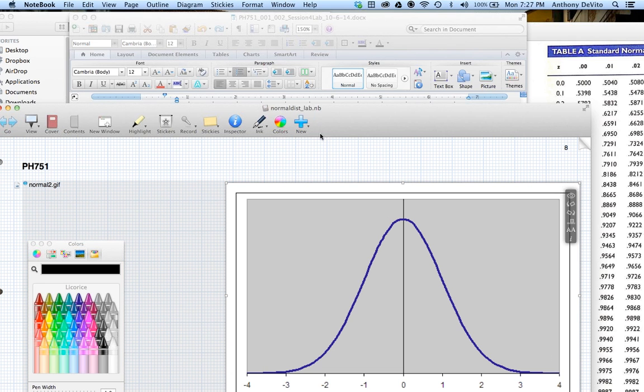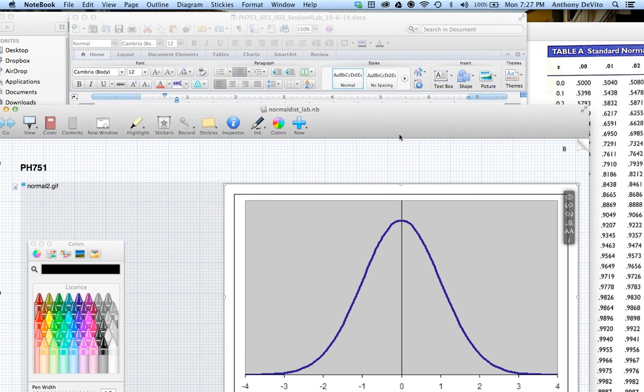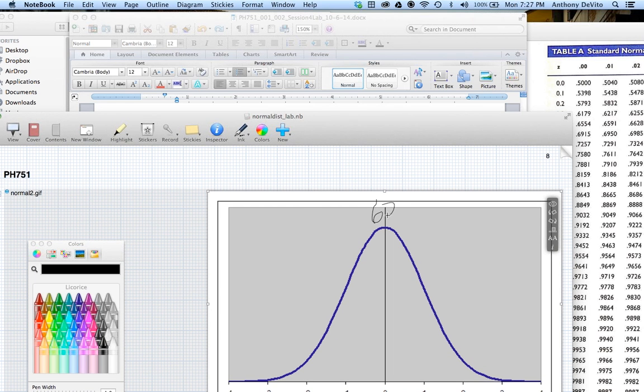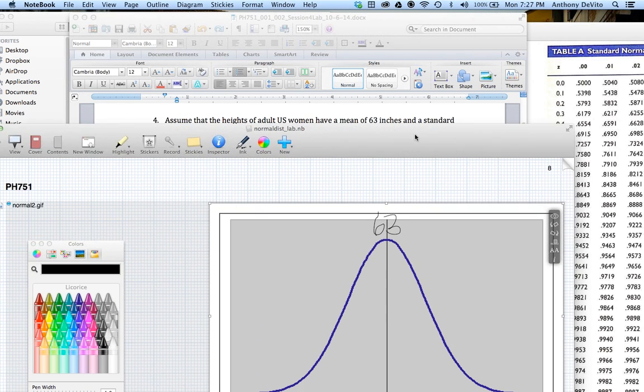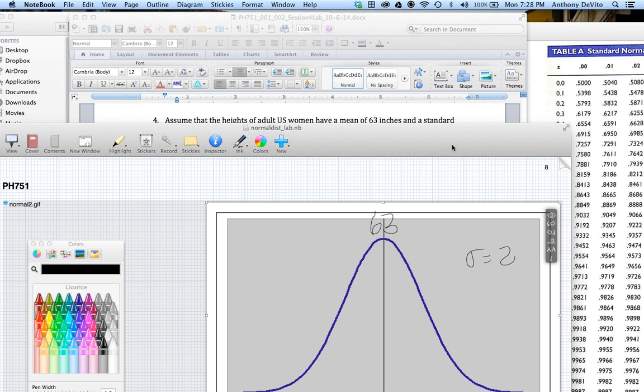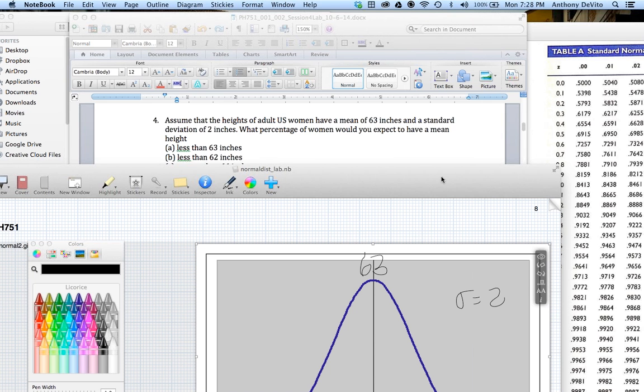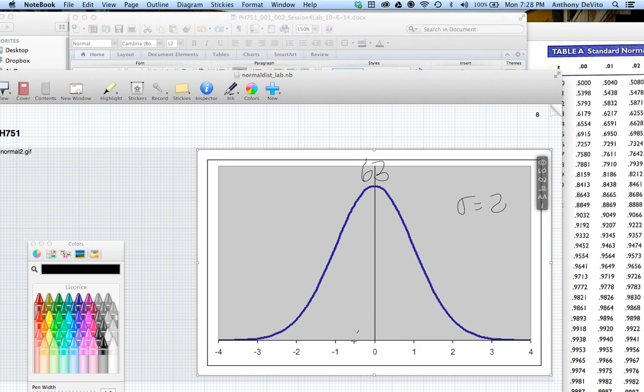Okay, so in this case, we're looking at a mean of 63 inches, and the standard deviation is 2. Probability less than 63, we know that, 50%. Less than 62 inches. What's the z-score of 62 inches? Should I do it this way? Z is equal to x minus mu over sigma.